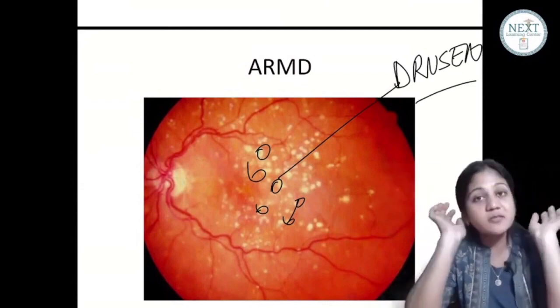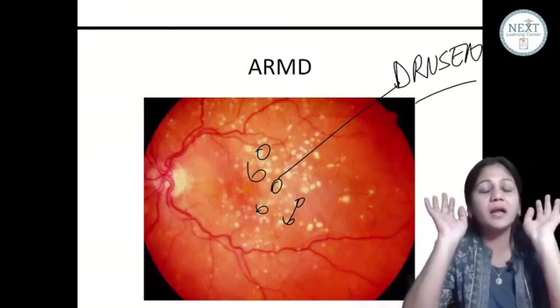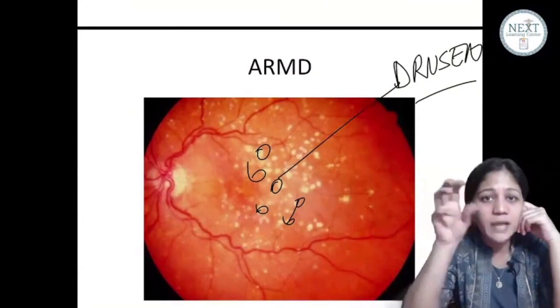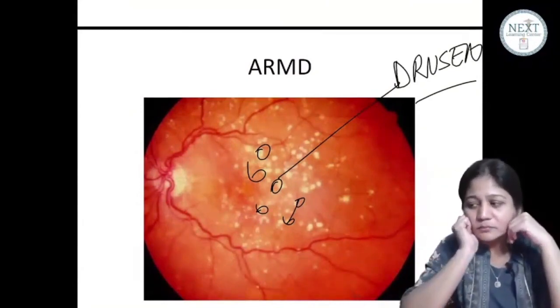If you get confused, they will ask you the history. They will ask you a history based question. If this is a picture in a 70-year-old male, then it is ARMD. If this is a picture of a diabetic, then this is a hard exudate. Clear है सबको? है ना?